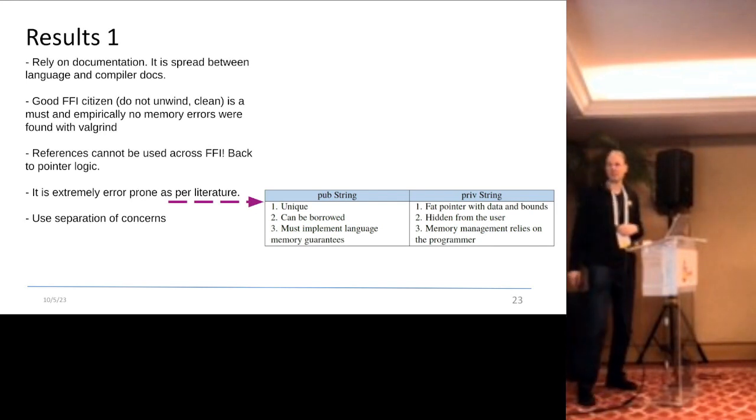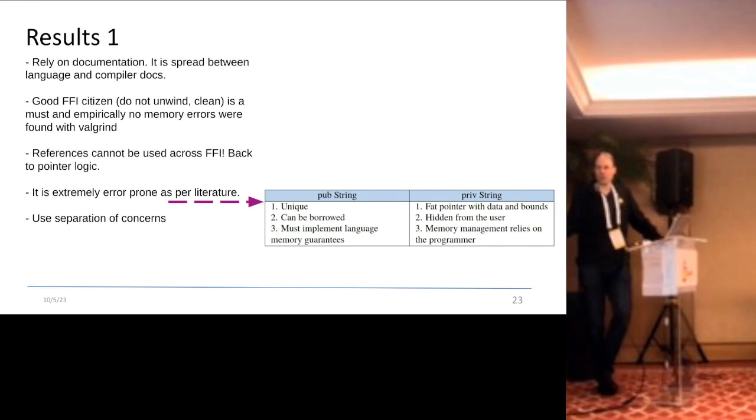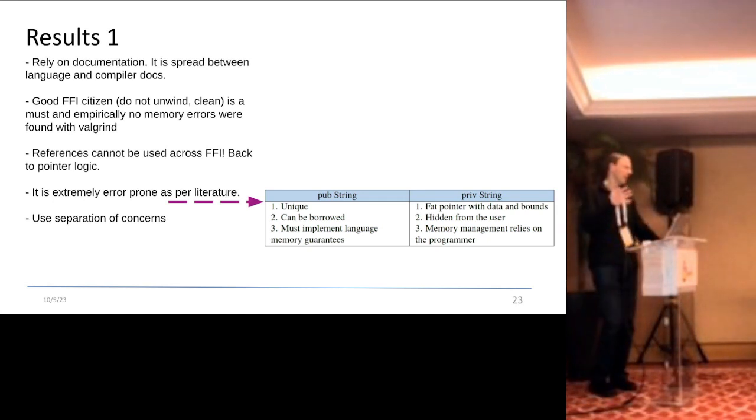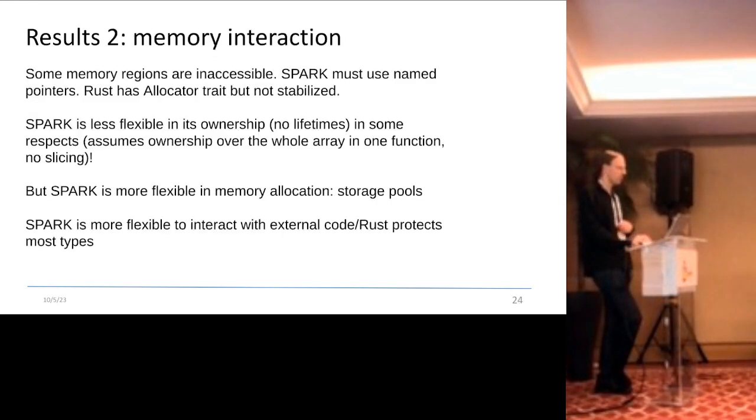Here we can also see how this is done for different data types. So we cannot use strings that can be borrowed and that exist only once physically, but we have to go to these low-level strings where ownership is hidden by the user and memory is managed by the programmer.